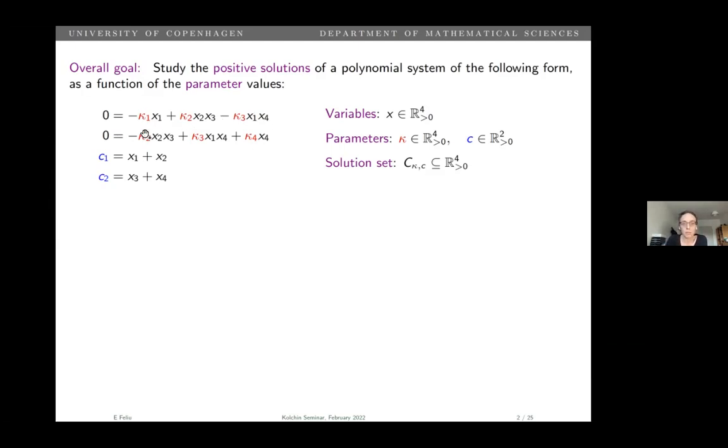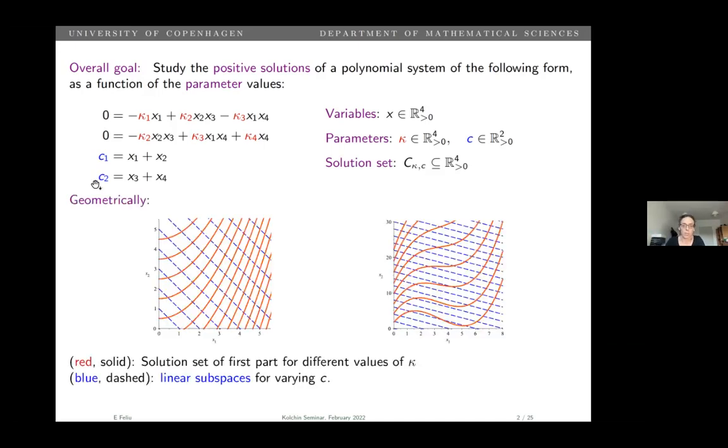So this is the first set of equations, and the second set of equations just defines an affine linear variety. So you have to imagine the first set of equations defines an algebraic variety, typically nonlinear, and then you have these affine linear varieties that intersect it and cut the solution set of the original variety, and you want to study what happens when you vary the K's, so the coefficients of the variety, and the level set of this affine linear space. And in all this, you want to understand what happens with the positive solutions, not any solutions. So this is the setting, right?